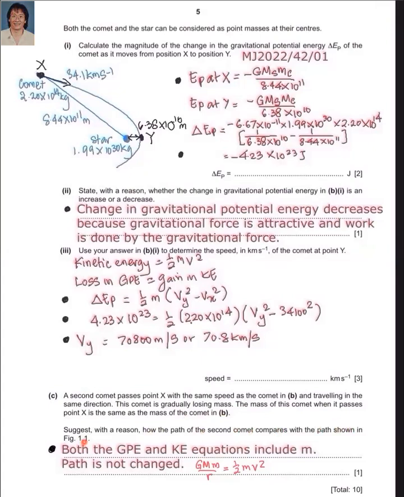The answer is both the gravitational potential energy and kinetic energy equations include m. Therefore, the path is not changed because the m will cancel off. This is the equation for gravitational potential energy. And this is the equation for kinetic energy. You can see that the small m will cancel off. So in other words, the path does not depend on the mass of the comet.